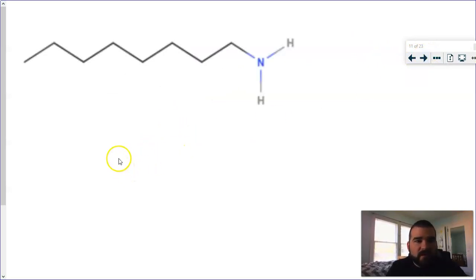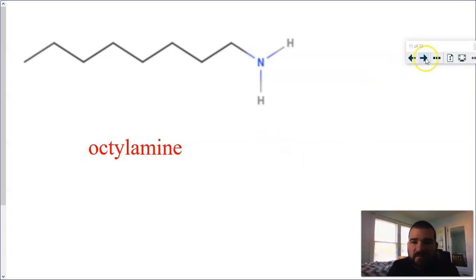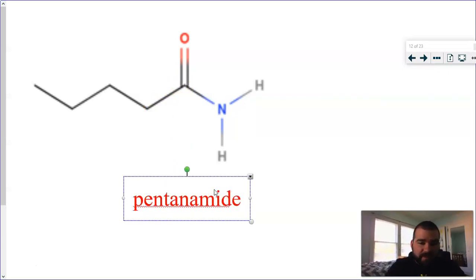And now we have an amine, a nitrogen at the end. So I have 1, 2, 3, 4, 5, 6, 7, 8. This would be octyl amine. This is an amide. I have 1, 2, 3, 4, 5 carbons, and this turns into pentanamide.